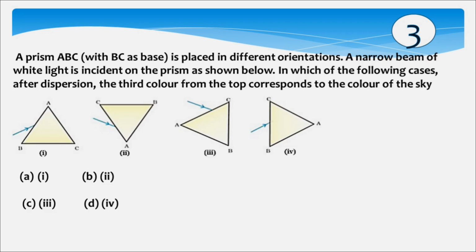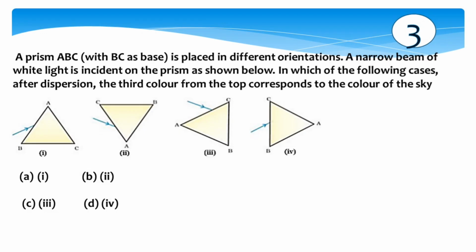Moving on to the third question. A prism ABC with BC as base is placed in different orientations. A narrow beam of white light is incident on the prism as shown below. In which of the following cases, after dispersion, does the third color from the top correspond to the color of the sky?